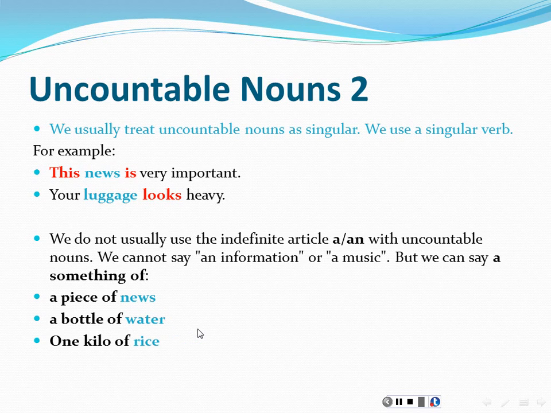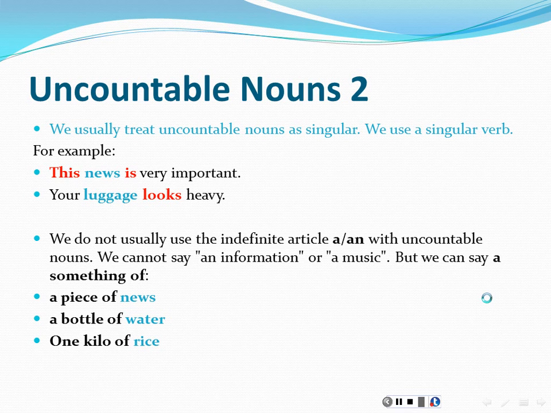Another example. 1 kilo of rice. So we can use one man, one woman, one car, one student. So we can use one to show that this word is singular. نستخدم one لإظهار أن هذا الاسم هو مفرد وليس جمعا. So we can say 1 kilo of rice. If we want to say two, for example here, we say 2 kilos of rice. Okay, this is for this.